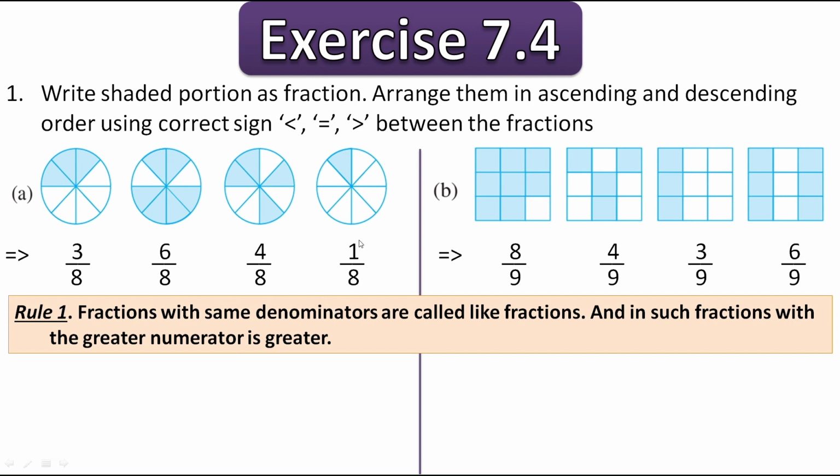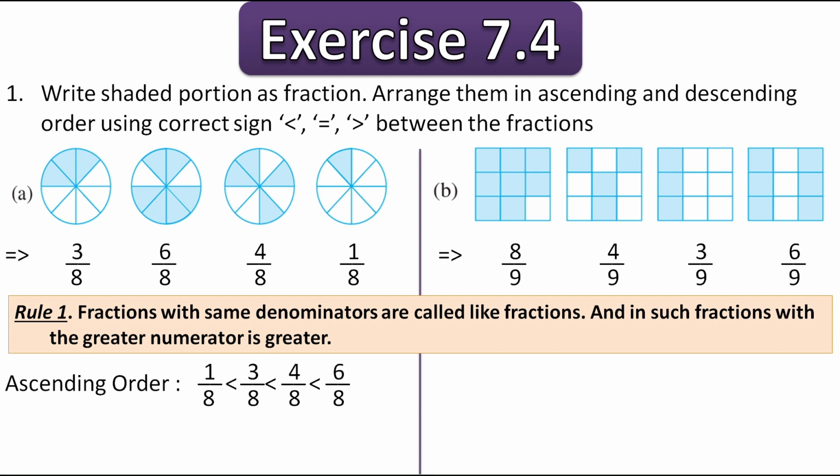So let's write the ascending order. Ascending order means we arrange the numbers from smaller to greater. Here we found the smallest fraction, that is 1 upon 8, which is less than 3 upon 8, which is less than 4 upon 8, which is less than 6 upon 8. This is the ascending order of the first one.